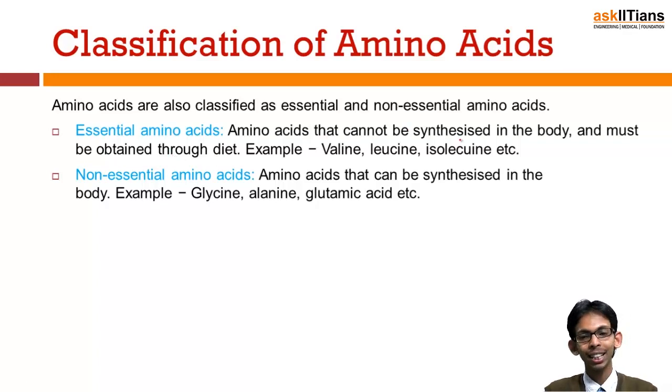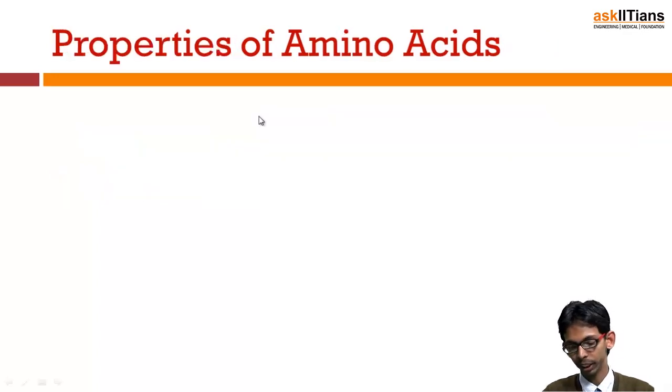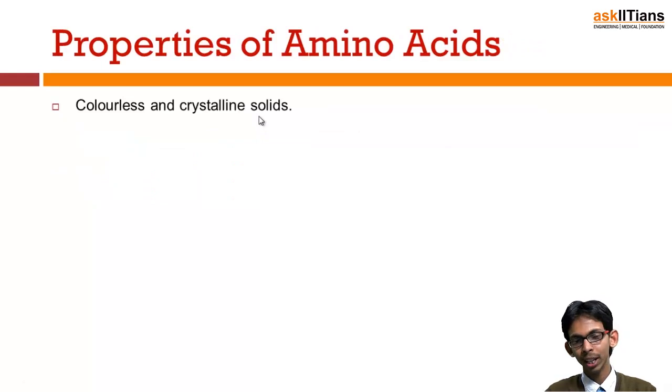So amino acids that cannot be synthesized in the body and must be obtained through diet are called essential amino acids, and these are valine, leucine, isoleucine, etc. There are some non-essential amino acids which can be synthesized in our body, like glycine, alanine, glutamic acid, etc. So on this basis they are classified as essential and non-essential amino acids. Now, properties of amino acids. Amino acids are colorless and crystalline solids.